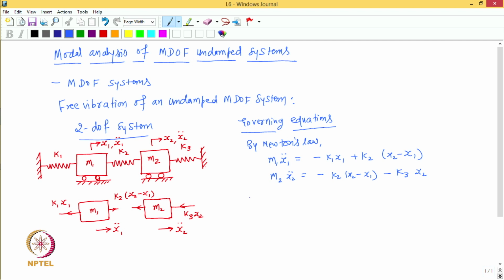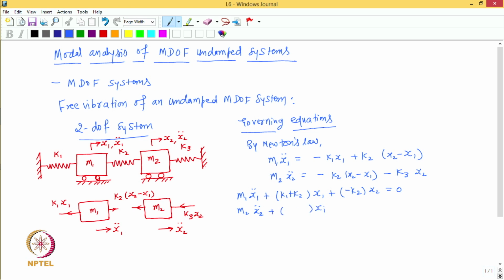If you now shift the terms to the left hand side and take x1 common, then the coefficient of x1 would be k1 plus k2, and the coefficient of x2 would be minus k2. Similarly, the second equation can be rearranged in this manner.